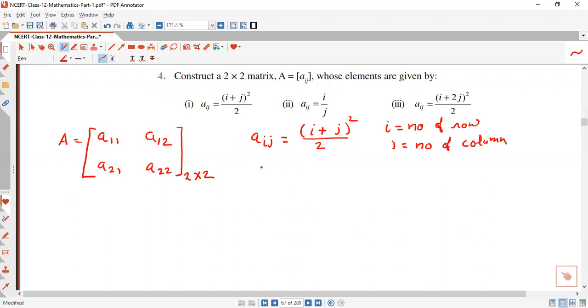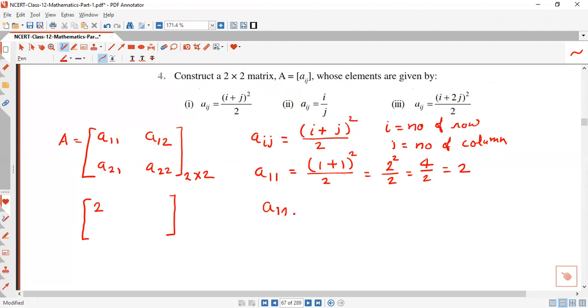Okay. So A11, the element in the first row and first column. So i equals 1, j is also 1, square divided by 2. So 1 plus 1 is 2, 2 square divided by 2. We say 4 by 2, it comes out 2. So A11 is 2. In the matrix, the first row, first column element is 2.